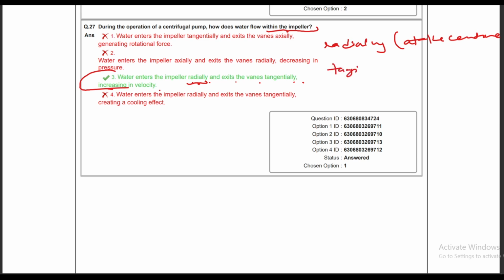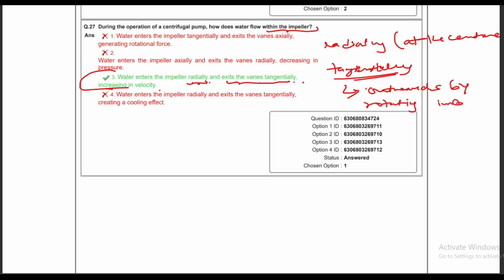and tangentially, so this flow will be outwards by the rotating impeller blades. So this flow of water radially and tangentially will increase the velocity of water, and kinetic energy will be converted into pressure energy as the water exits the impeller. So in this case, the third statement is the correct option here.